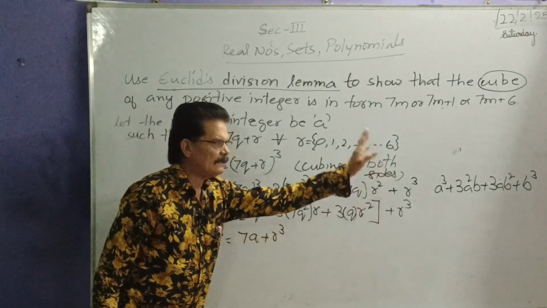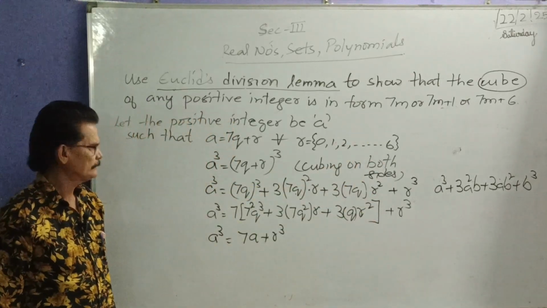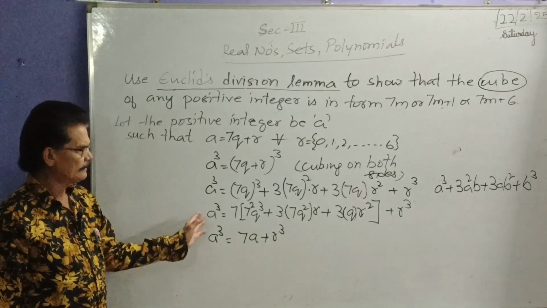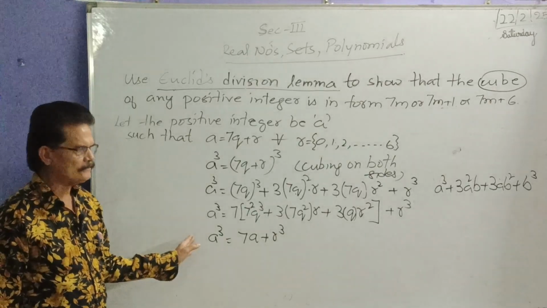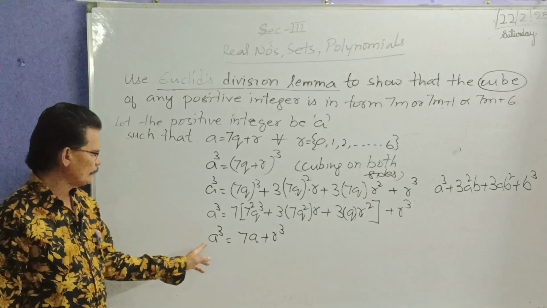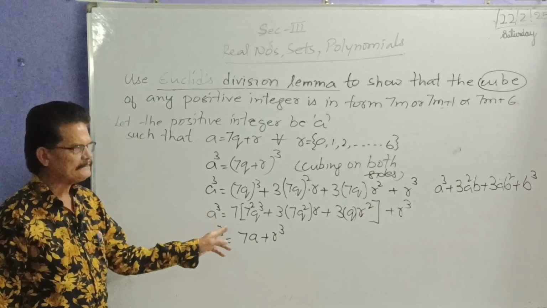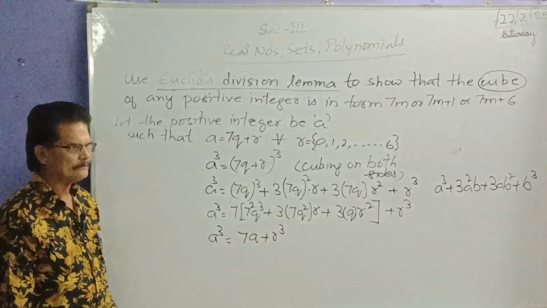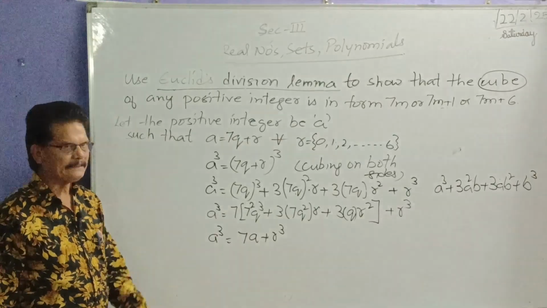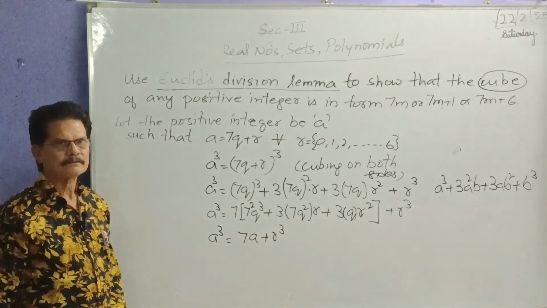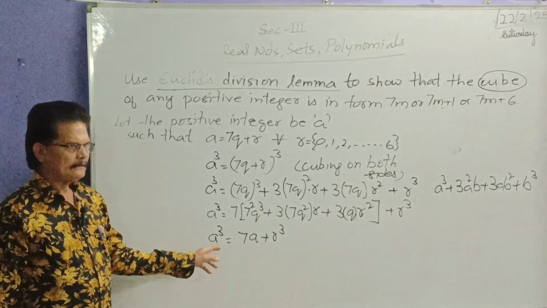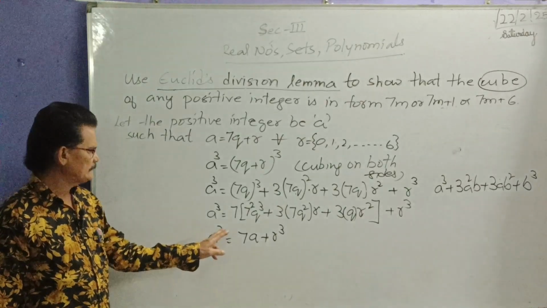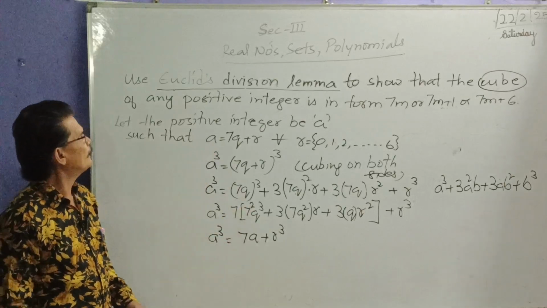7a plus r cube. Until here it is understood? Yes, take it down. All of you have this in your notes. Now a cube is equal to 7a plus r cube. The viewers can take it down. Finally, we reached a destination called a cube is equal to 7a plus r cube.